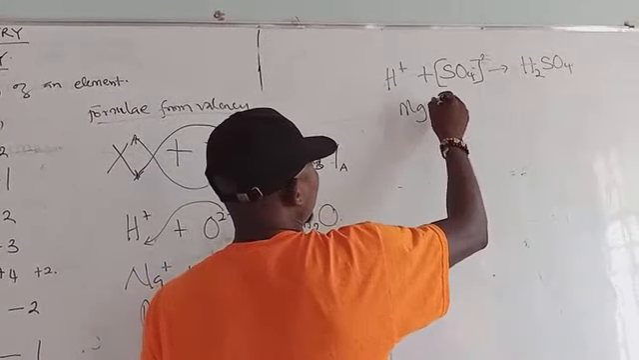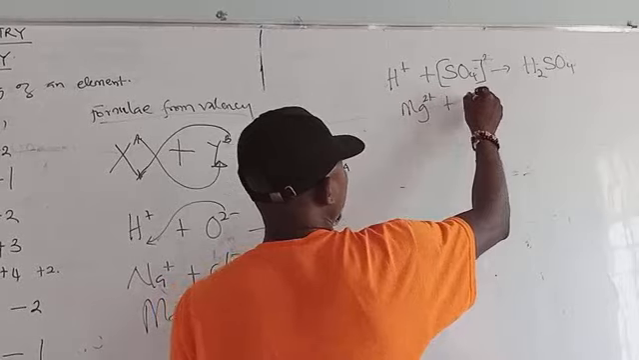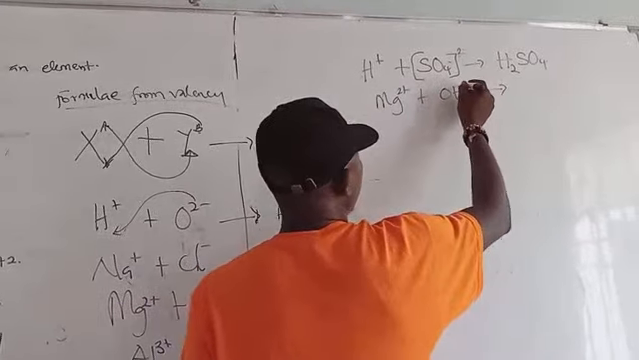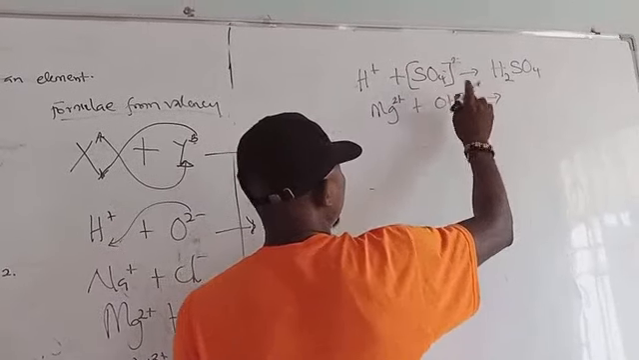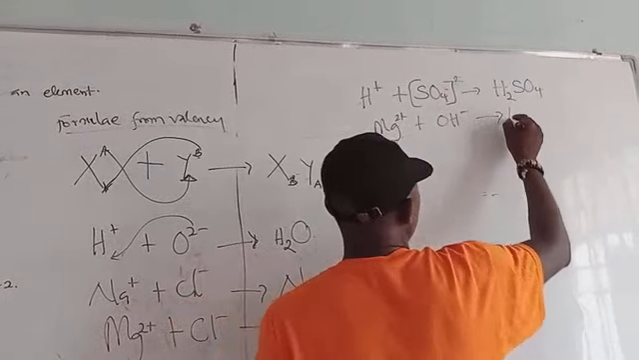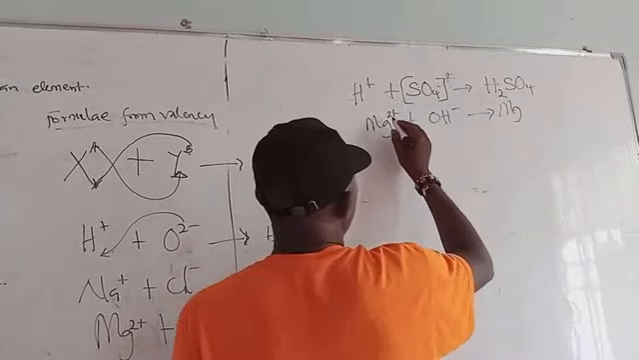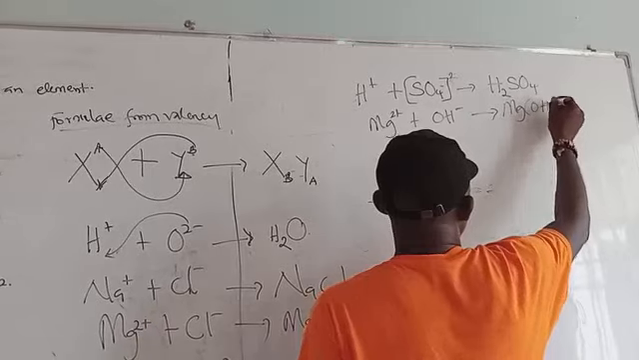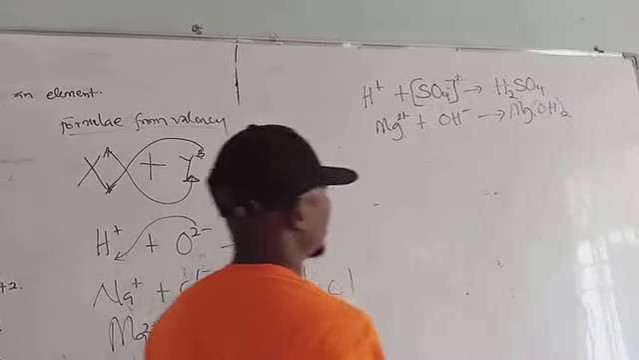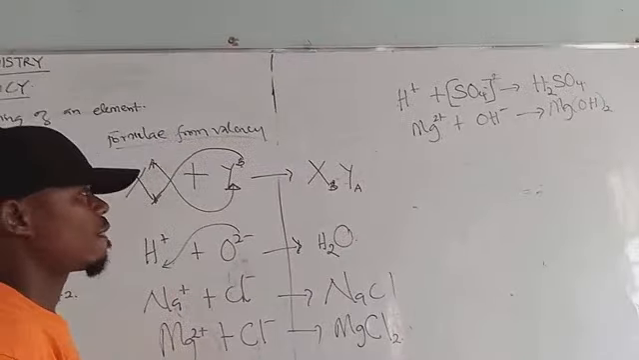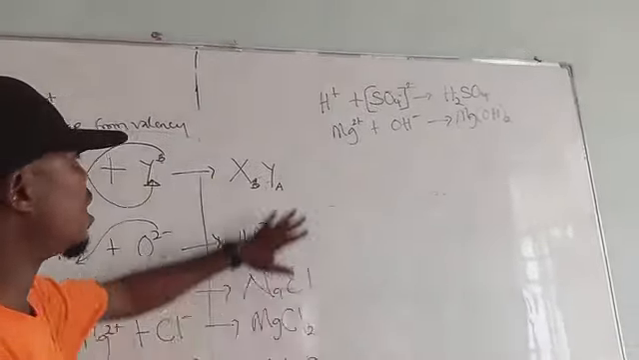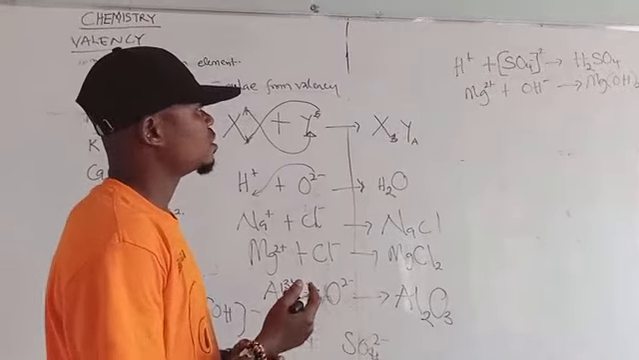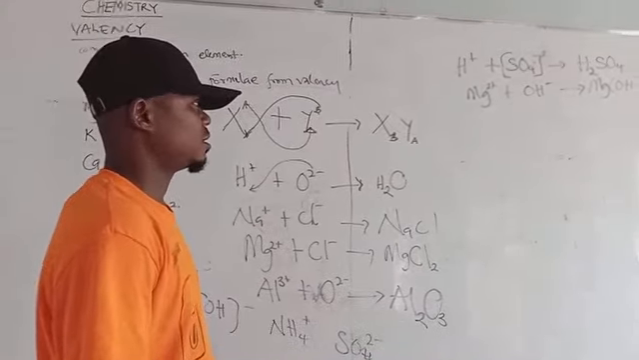When magnesium 2 plus reacts with OH minus, we'll bring a 1. This is why, once you see a sign without a number, it is 1. The 1 will come down here. We're going to have Mg, and then the 2 will go for the whole radical, so it's going to be Mg(OH)2. So this is how we derive the formulae of compounds from their valencies.